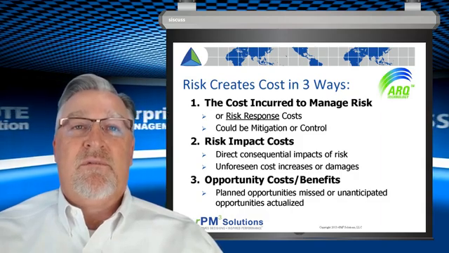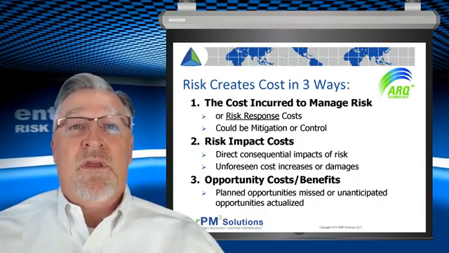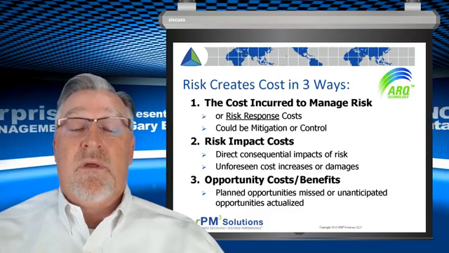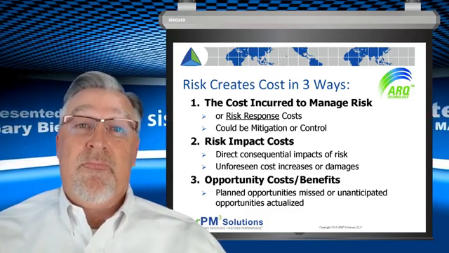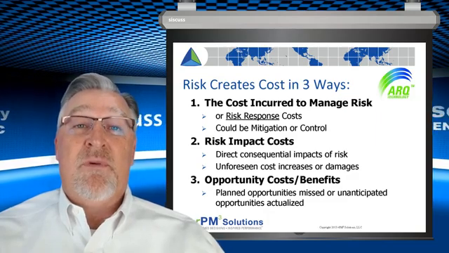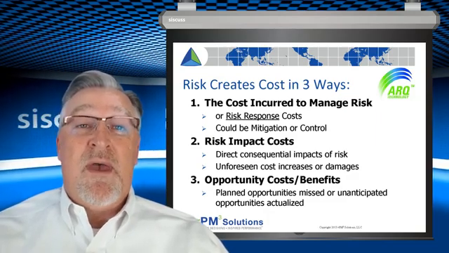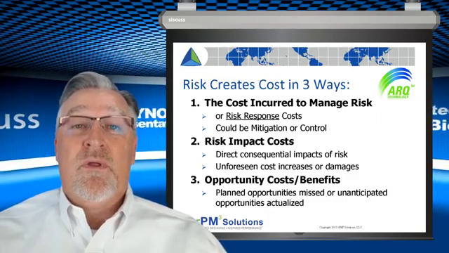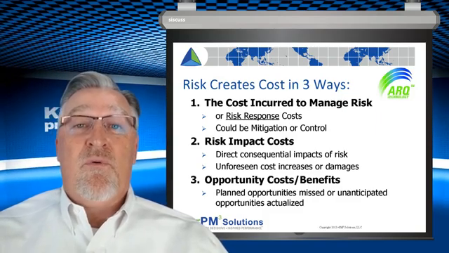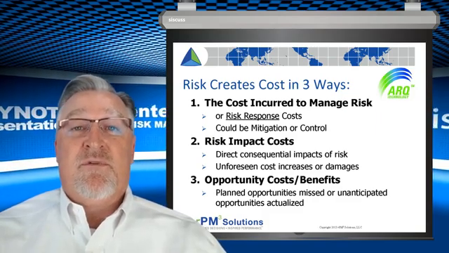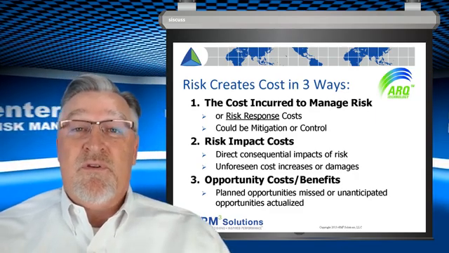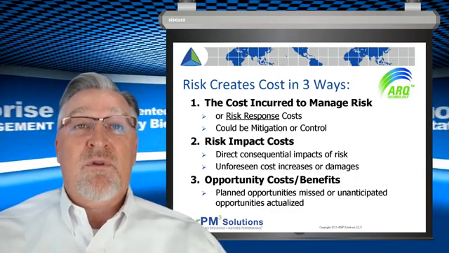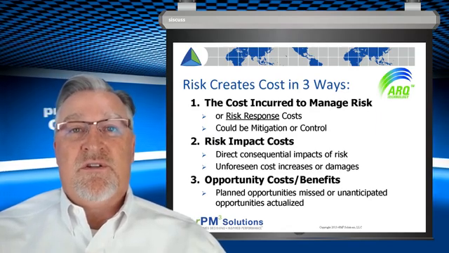That's the first way. The second way would be the consequence of risk. And then lastly, revenue can be affected as well. And I call this an opportunity cost or benefit. It could be a good thing or a bad thing. If you've missed your goal on the top line, therefore margin is affected, that's a cost of risk. If you've overperformed against your margin goals, that's a benefit of risk. Either way, we're going to include that as a cost of risk in this calculation.